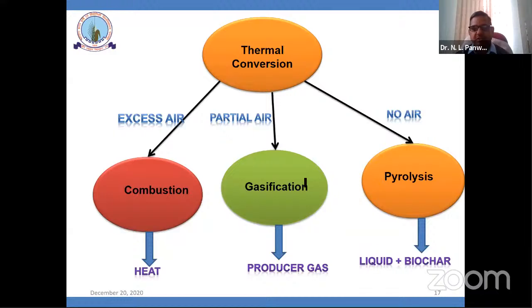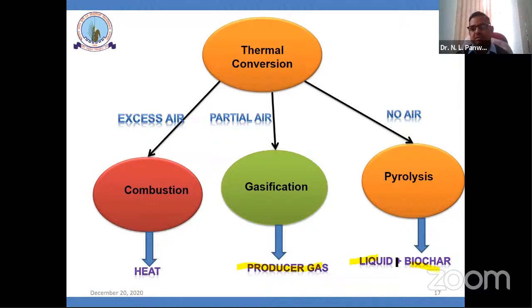So broadly, I'm just recapping: in combustion we need excess air. So we are getting the heat. In partial combustion, the gasification process, we are producing your producer gas. And with no air, in the pyrolysis process, we are getting the liquid, that is your pyrolytic oil, also called bio-oil, and your biochar. So the whole thing is your producer gas, which is a gaseous fuel, a liquid fuel, and a solid fuel.